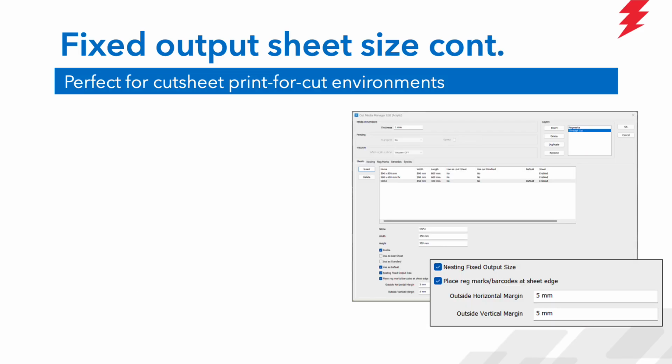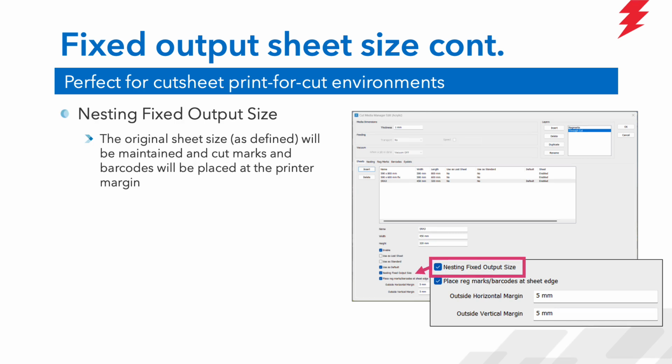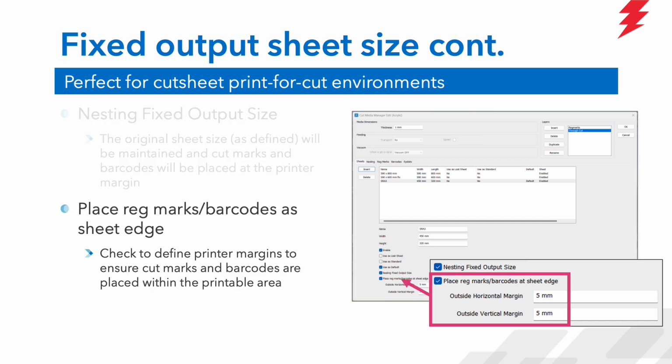To enable the fixed output sheet size option, 2 settings on the Sheets tab in the Cut Media Manager edit window need to be configured. First, with a sheet size selected, enable the Nesting Fixed Output Size checkbox. Next, because Fiery Prep-It does not drive printers directly, but only generates the PDF and cut files, Prep-It does not automatically know the printer margins, which are printer-specific. To avoid placing cut marks and barcodes in the non-printable area, enable the Place Reg Marks Barcodes at Sheet Edge checkbox and enter the horizontal and vertical margins for your specific printer in the appropriate fields.